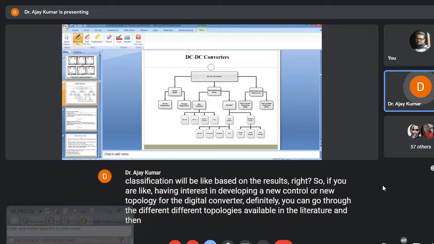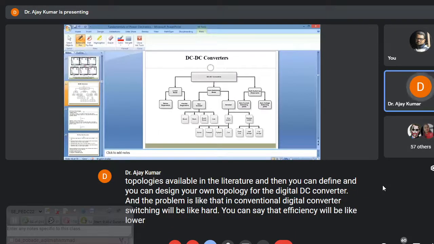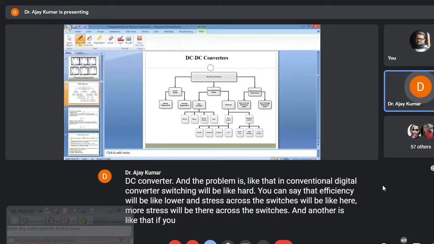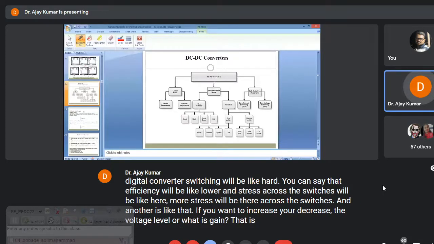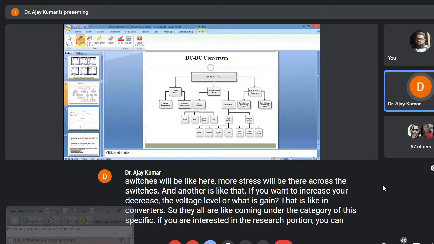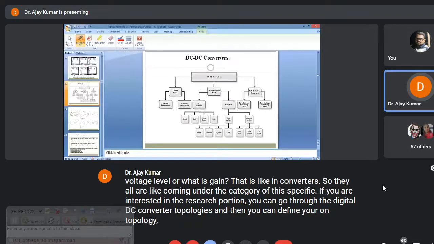The problem is that in a conventional DC to DC converter, switching will be hard, efficiency will be lower, and more stress will be there across the switches. Another thing is that if you want to increase or decrease the voltage level or voltage gain, that is high gain converters. They all come under the category of the DC to DC converter. So if you are interested in the research portion, you can go through the DC to DC converter topologies, and then you can define your own topology, right? And you can design a small hardware for this DC to DC converter.